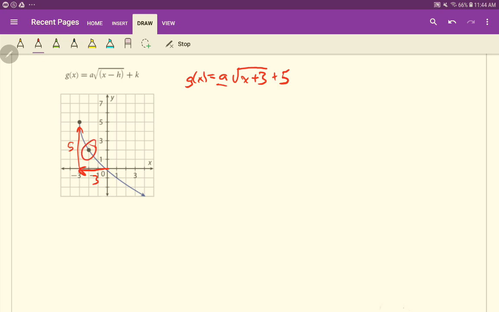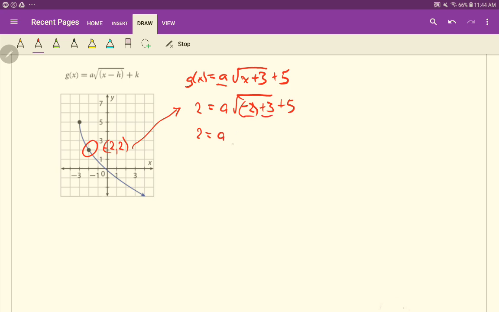And again, that's where this other point comes in right here. Okay, what's the coordinate there? Well, it's negative 2, 2. So we'll plug that in to our function here. So 2 goes in for the y, negative 2 in for the x, and then we just simplify.